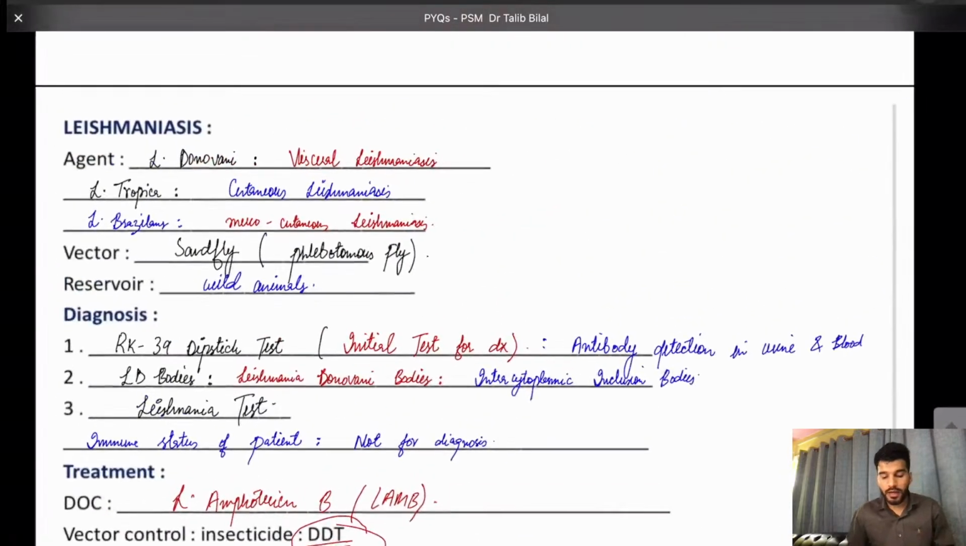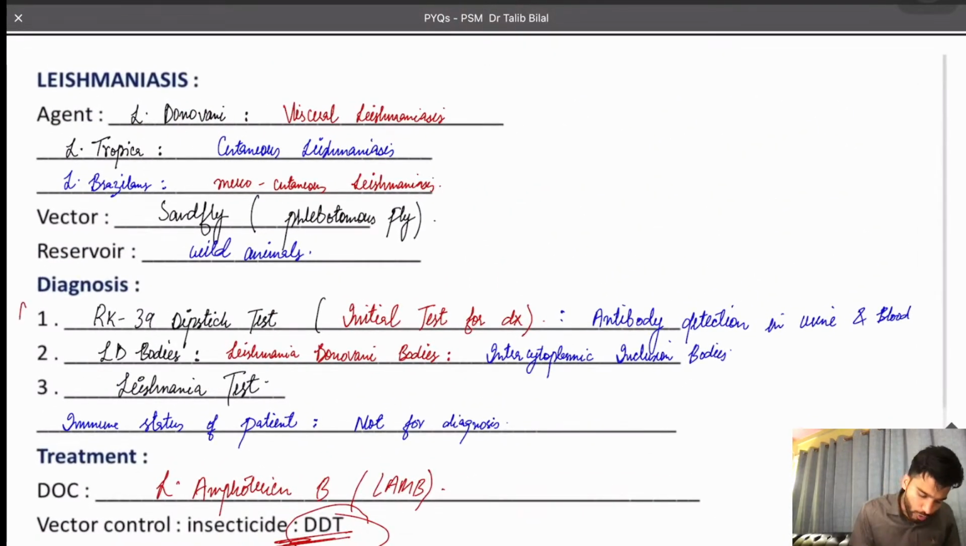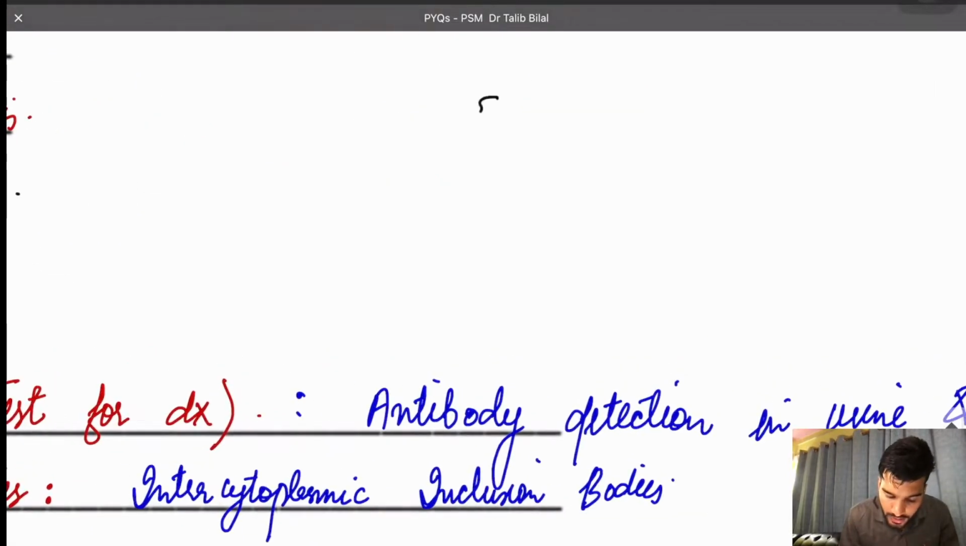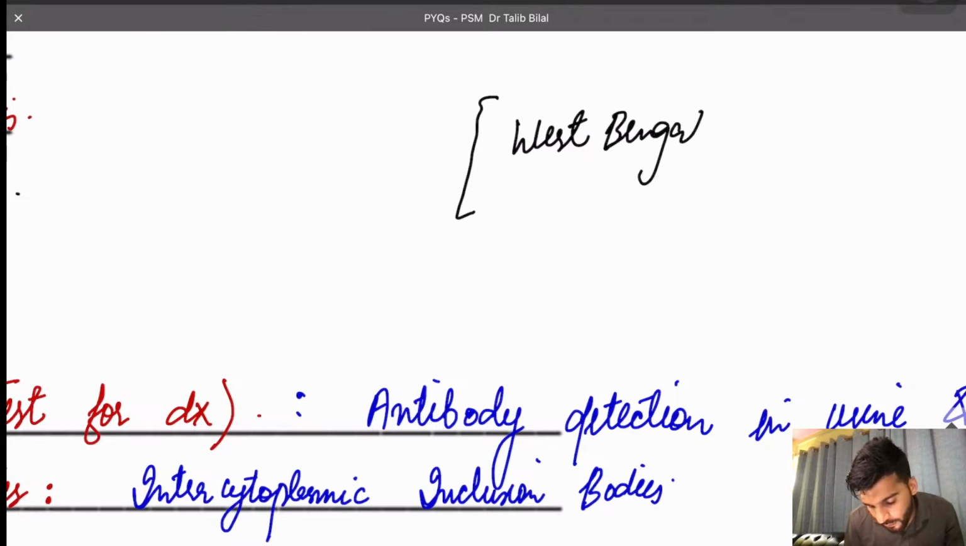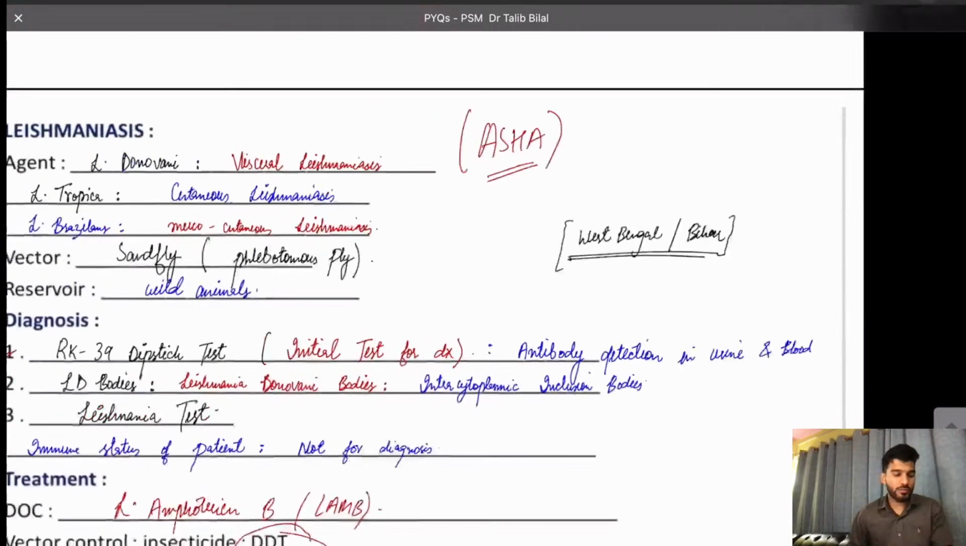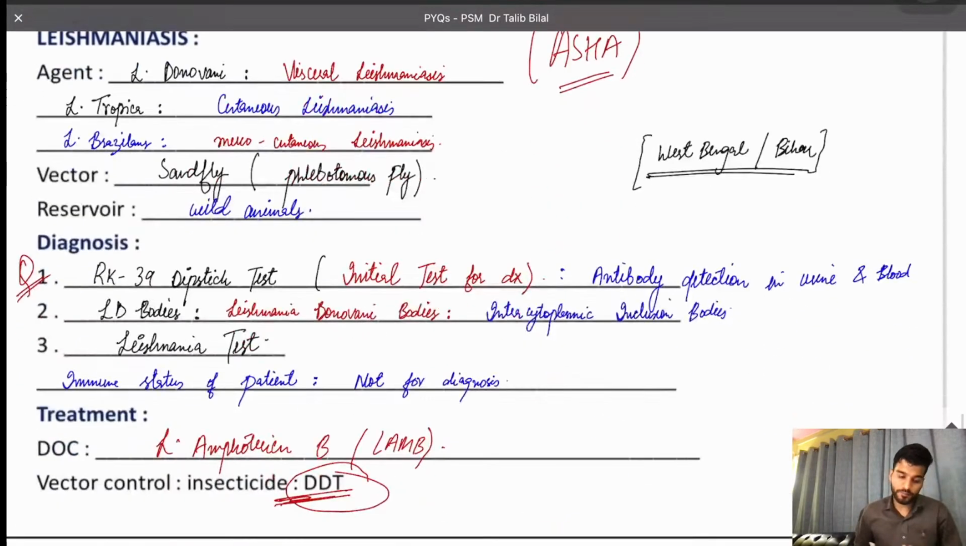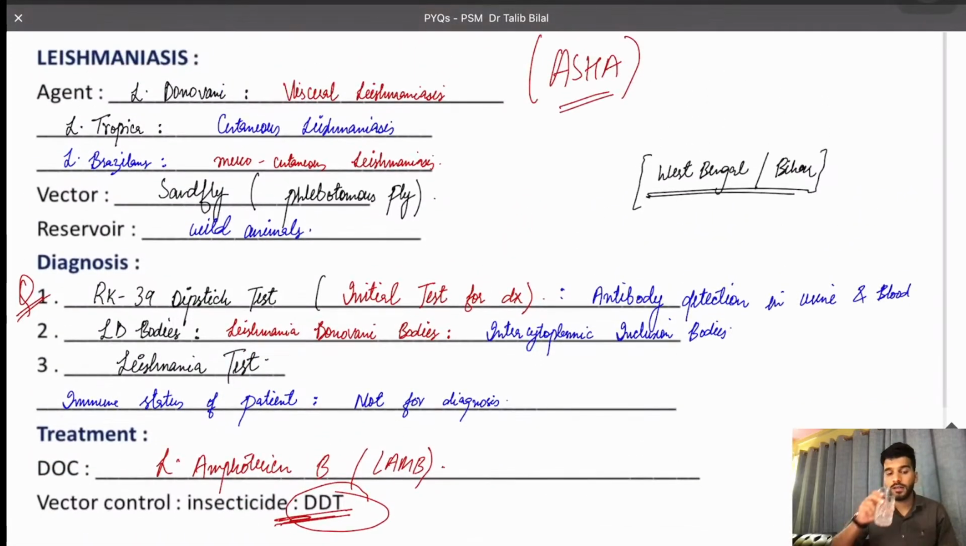DDT. So remember everything about leishmaniasis, guys. Very important, remember the RK39 dipstick test. Who is going for the surveillance? ASHA is going for the surveillance, guys. Where is it mainly found? In the question, the hint will be given: West Bengal, Bihar. So that's all about Kala-azar and leishmaniasis. Is this clear, guys? So your answer here is sandfly. Clear? Yes?